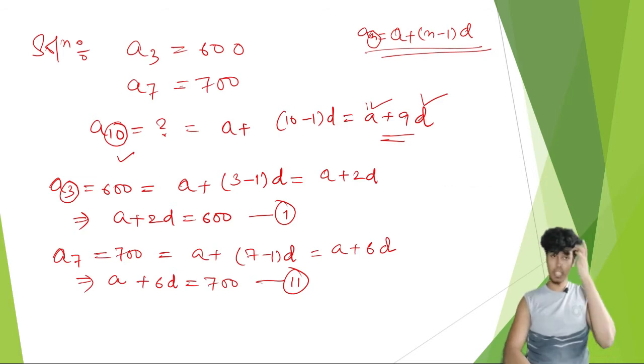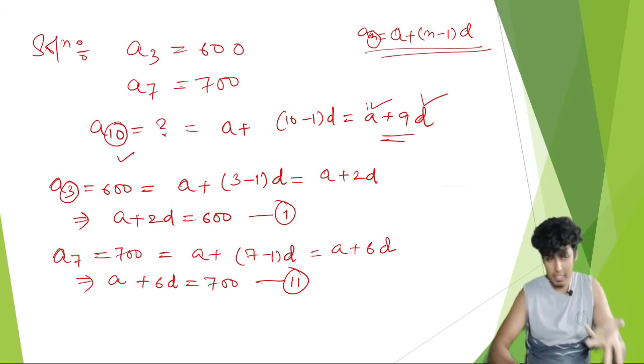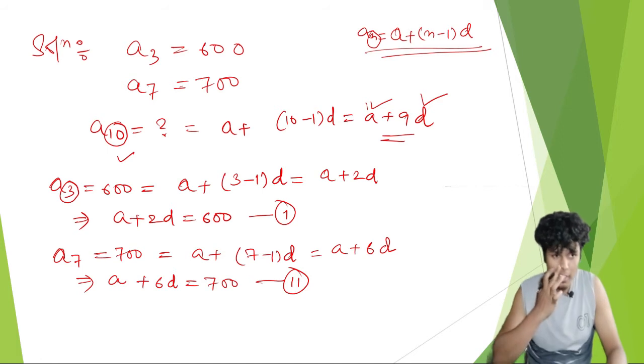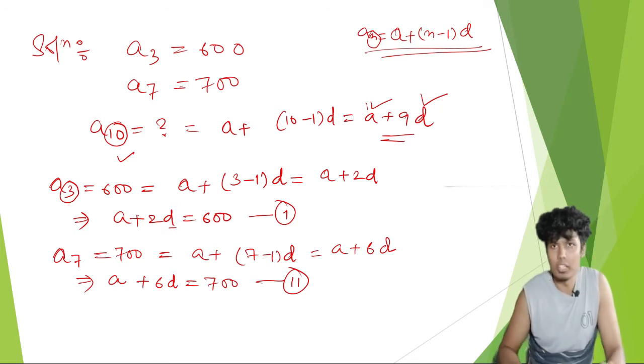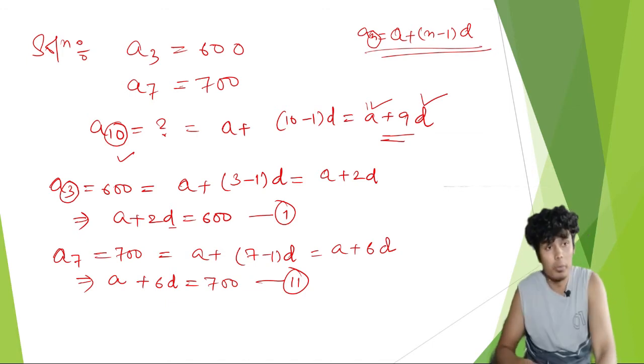I hope I'm not complicating the answer. I hope you are not getting complex or confused by looking at this. Now we need to find the value of D and A from these two equations. If you have understood linear equations in two variables, this will be easy for you to solve. You can easily solve.